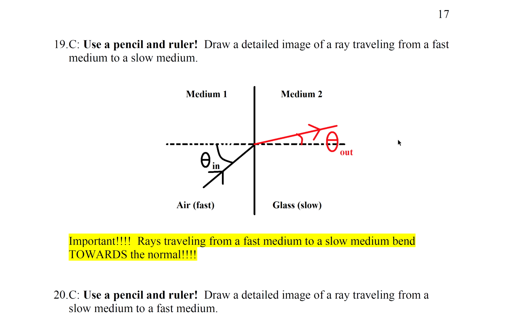Question 19. Draw a detailed image of a ray traveling from a fast medium to a slow medium. So this is the same image. We have a vertical line in the middle. On the left-hand side, we're traveling through a fast medium, like air. And on the right side, we have a medium that's slower than air, like glass. And rays traveling from a fast medium to a slow medium bend towards the normal. The normal is a dotted line.